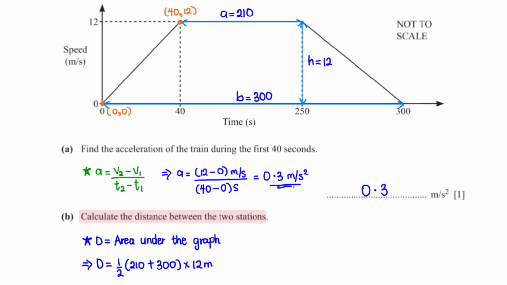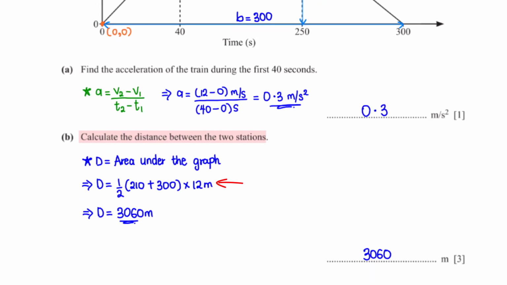Calculate the distance between the 2 stations. The distance between the 2 stations is the area under the graph, which is in the shape of a trapezium. The area of a trapezium is equal to half of the top length, which in this case is 210, plus the bottom length, which is 300, times the height, which is 12. When we type this into the calculator, we get 3060 meters.